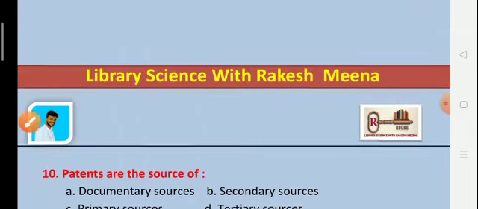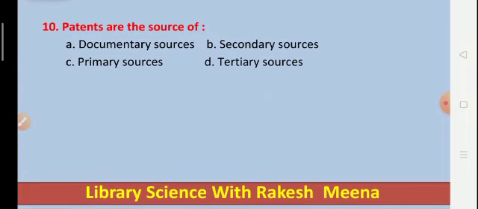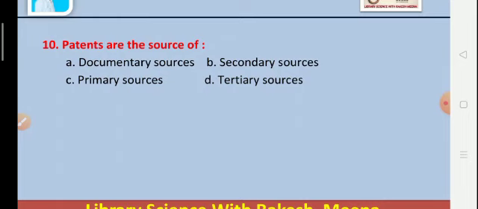Next question, question number 10th. Question number 10th is a most important question and asked in many examinations relating to the library field. Question number 10th: patents are the source of information. Option A is the documentary sources, option number B is the non-documentary sources, option number C is the primary sources, or option number D is the tertiary sources. Yes, guys, select the correct answer and pick the right one.